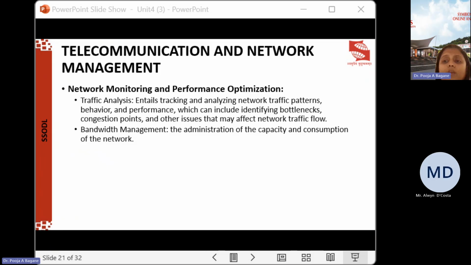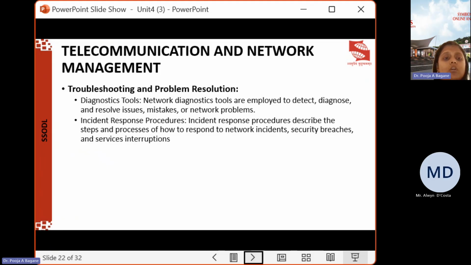Then the next is troubleshooting and problem resolution. For troubleshooting and problem resolution, we use diagnostic tools as well as incident response procedures. When we talk about diagnostic tools, there are lots of networking diagnostic tools which are used to detect, diagnose, and resolve issues, mistakes, errors, or any network problems. They provide details about the network health, configuration mistakes, connectivity issues, and criminal risk. It enables IT experts to identify and resolve them rapidly.